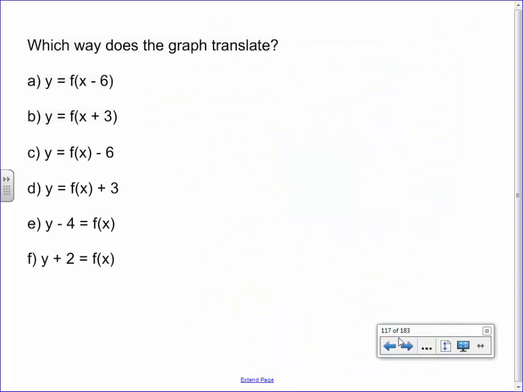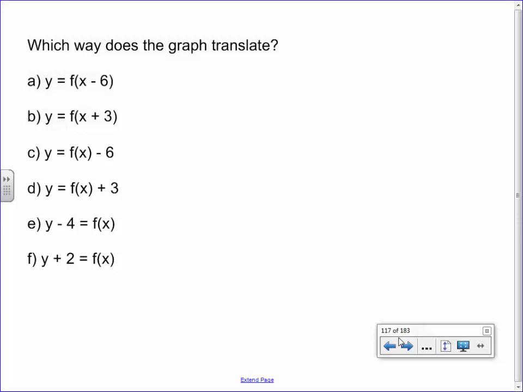So let's try some tasks here now, just to make sure we've got the concept. Which way do all these graphs move? So x minus 6 moves to the, yep, x plus 3, f of x then minus 6, good, and then f of x add 3 afterwards. Cool. Does that make sense to all of you?